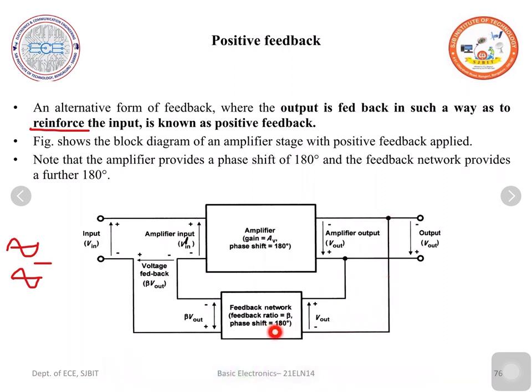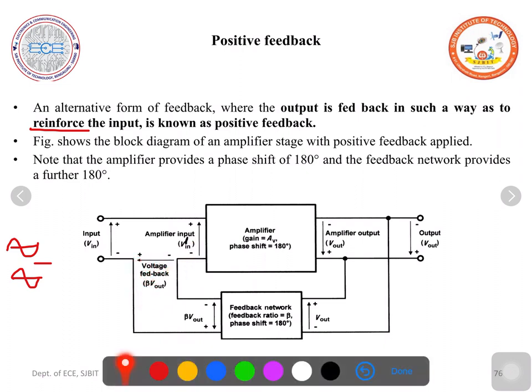But as there is a 180 degree phase shift provided by this feedback network, here the polarities will become opposite. Positive will become negative, negative will become positive. The same negative is applied here, same positive is applied here. The voltage is fed back.